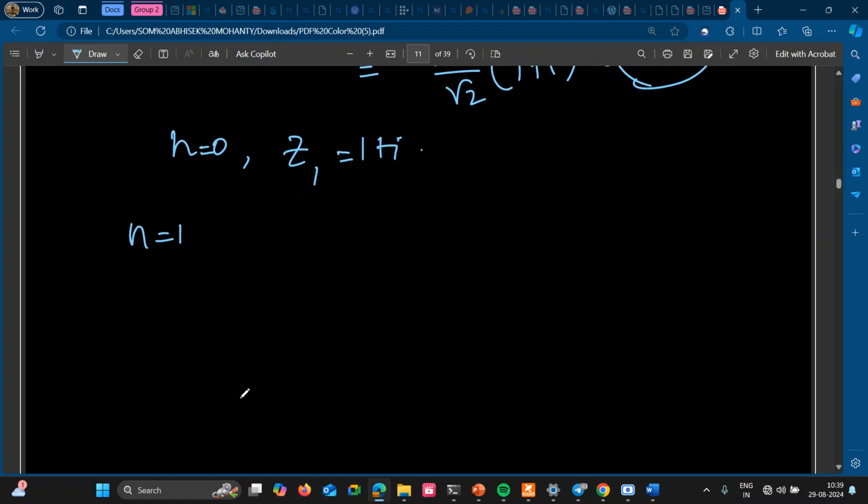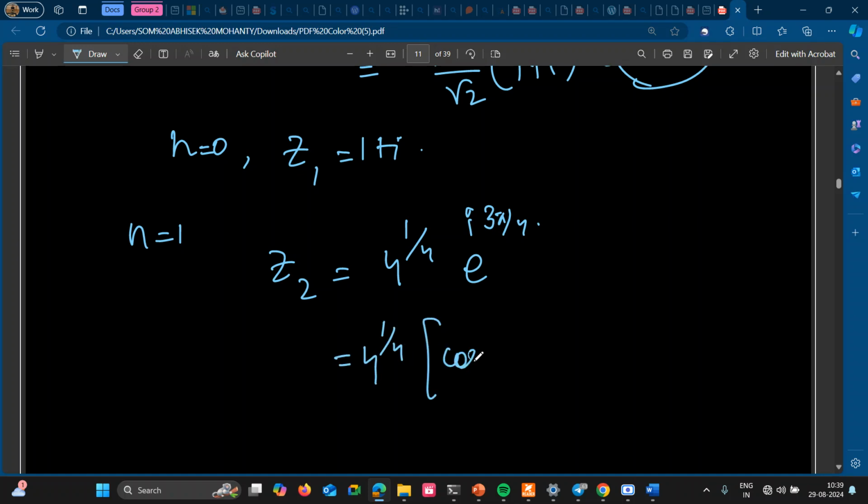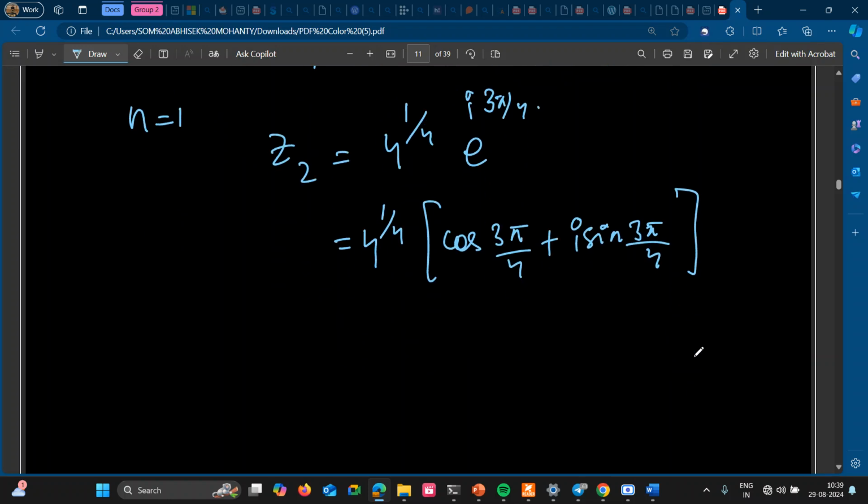N is 1. So z2 will become 4 to the power 1 by 4 e to the power i 3 pi by 4. Right? N is 1, 4 to the power 1 by 4. So cos 3 pi by 4 plus i sin 3 pi by 4. Sin 3 pi by 4 is positive, cos is negative.